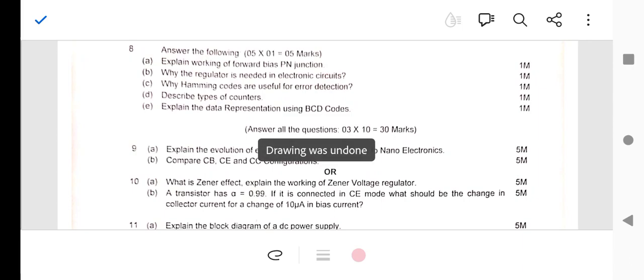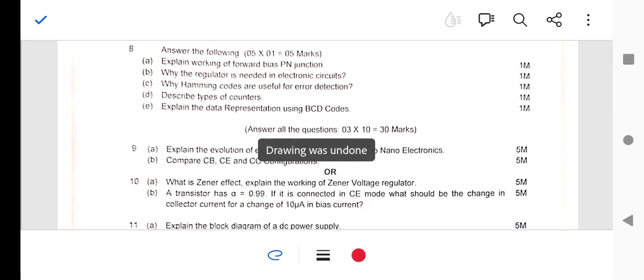This is the electronics part, previous question paper, JNTU, BEEE. BEEE part B is electronics part. In the electronics part, there are 5 one-mark questions and 3 ten-mark questions you have to answer. For 1 mark questions, you have to write the answer exactly. Along with the answer, if you write related information also, you will get half mark or 1 mark directly.